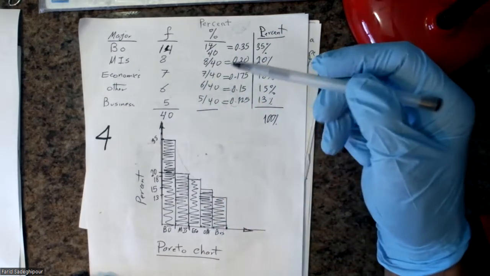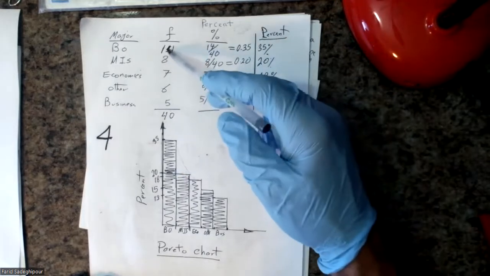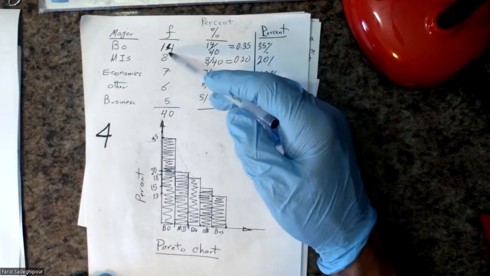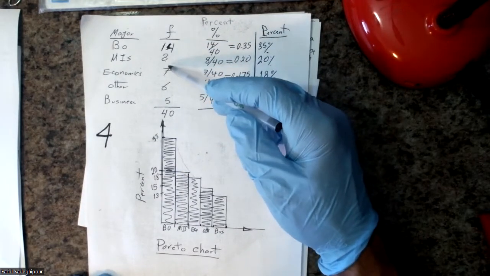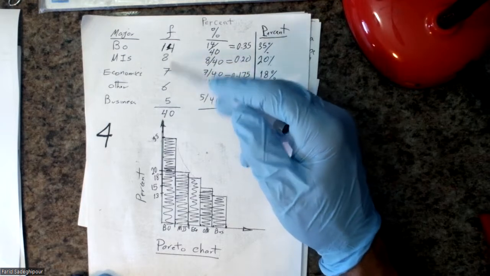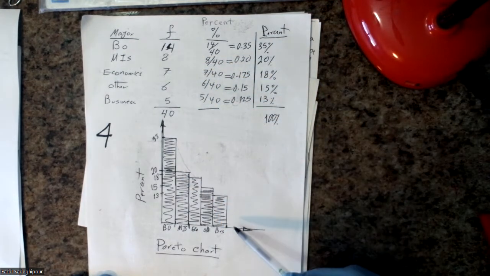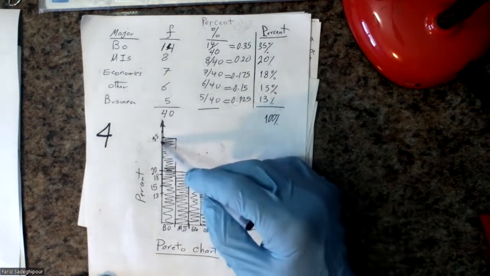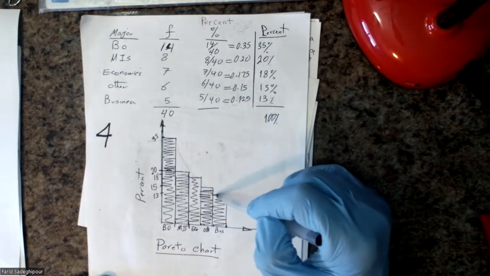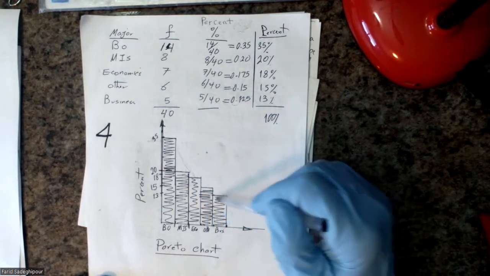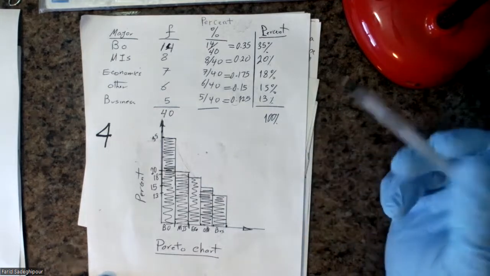Okay, the only difference is you just look for the one that is highest, and then next one is 8, 7, 6, 5. You just write it in this order. So you have some kind of chart or bar graph like this. Pareto chart is always a skew, the tails go to the right. That they call it Pareto chart.